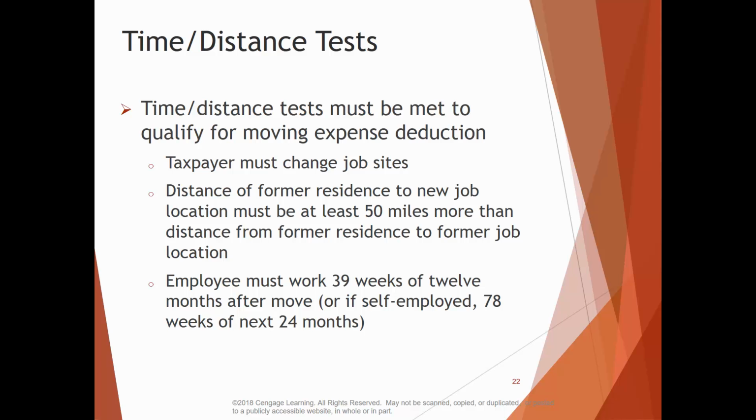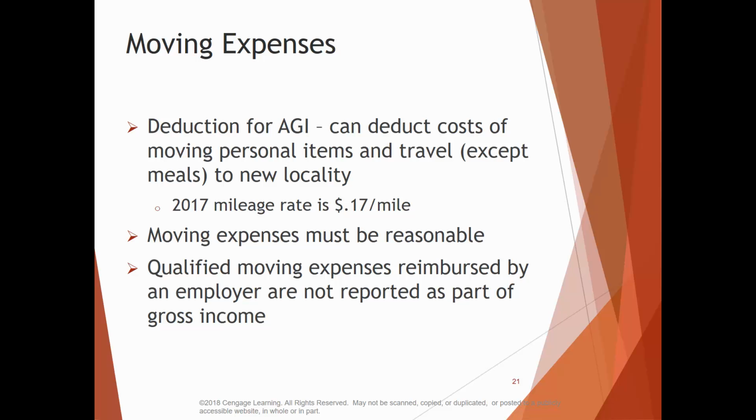So basically, if you do that, you meet the time and distance test, then you get to take all this stuff. You get to take 17 cents a mile for your primary car. You get to take the cost of your moving van. If you hire a mover where they come in and pack all your stuff, you get to take all those. So the cost of moving your personal items and your travel, you get to take your lodging, so if you're moving across country, but it's got to be reasonable.